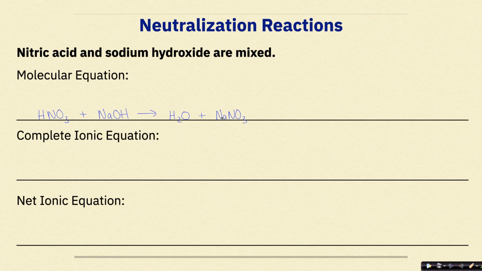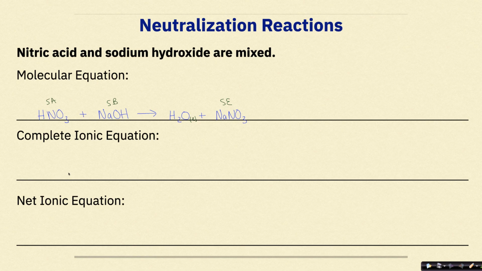So now I'm going to go through and I'm going to label this. Well, HNO3 is a strong acid. NaOH is a strong base. Then we have liquid water, so we're not going to touch that. And NaNO3 is a strong electrolyte. So HNO3 is going to be able to ionize. NaOH and NaNO3 are going to be able to dissociate.